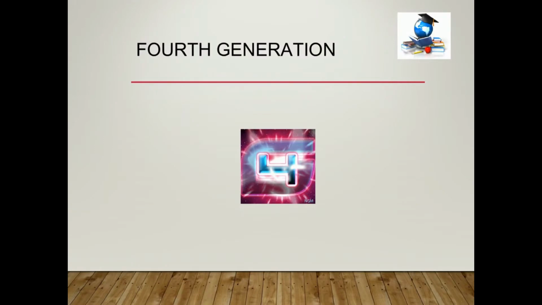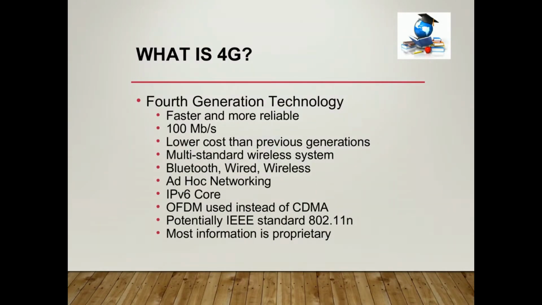4th generation. What is 4G? 4th generation technology. Faster and more reliable, 100 Mbps. Lower cost than previous generations. Multi-standard wireless system: Bluetooth, wired, wireless. Ad hoc networking. IPv6 core. OFDM used instead of CDMA. Potentially an IEEE standard, 802.11n.